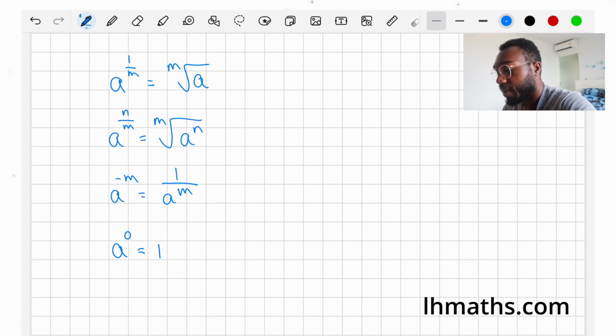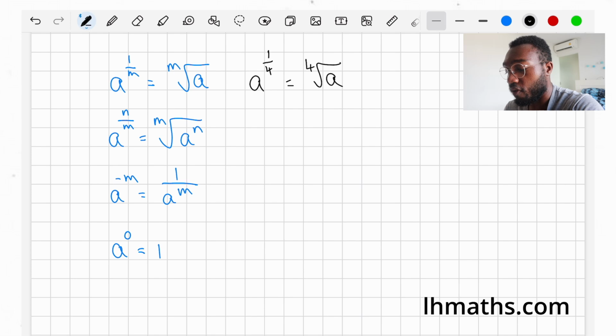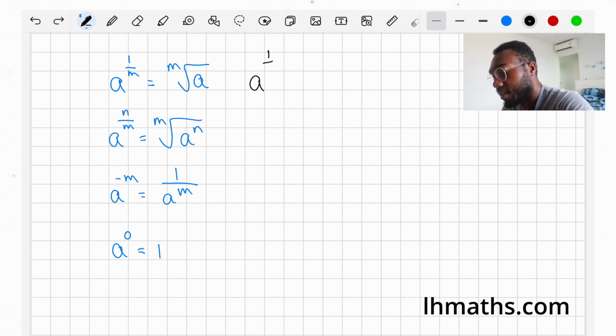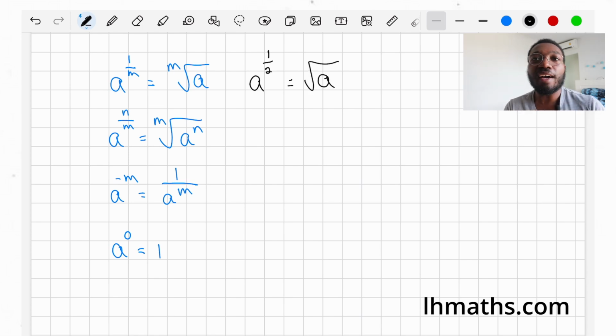For example, if we have a to the power of 1 over 4, that is the same as saying the fourth root of a. Equally, we could have something a bit simpler, like a to the power of a half. That is the same as saying the square root of a. Note that I don't put the 2. I can put the 2 here if you want, but remember that for the square root it's implied that it's going to be 2, so you don't need to put it down. But effectively, that is what that rule is.